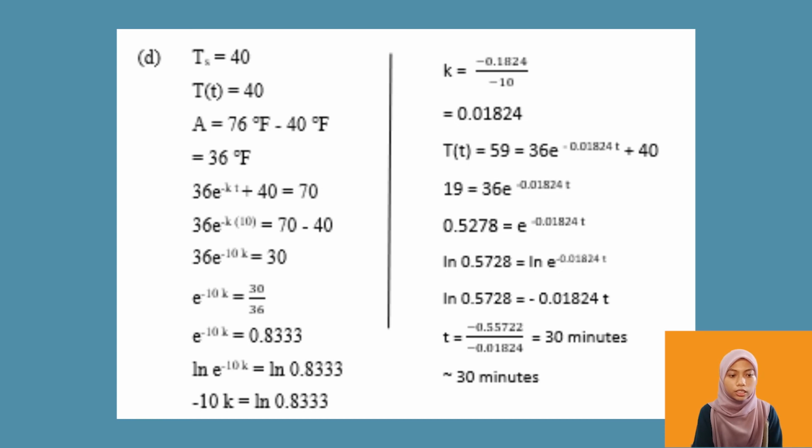So we just insert T(t) equals 59 into the cooling equation, and it will become 36 exponent of negative 0.01824T plus 40 equals 59. And then we just solve it as usual until we get exponent of negative 0.01824T equals 0.5278. And then we take ln on both sides until we get T equals 30 minutes.